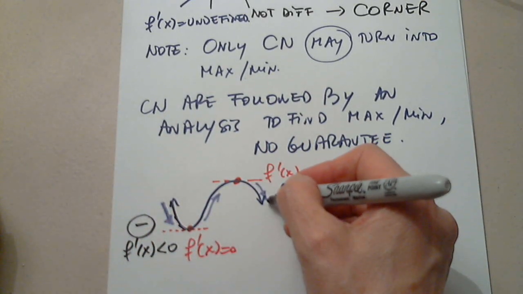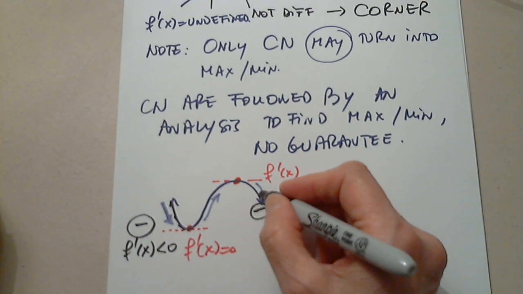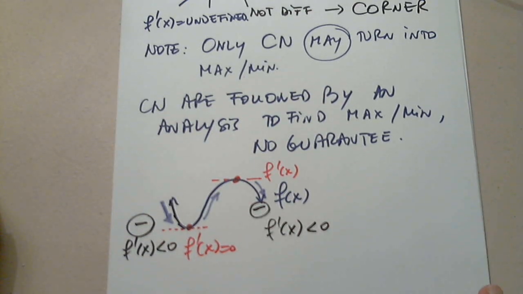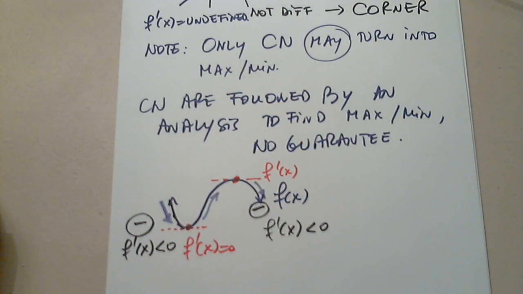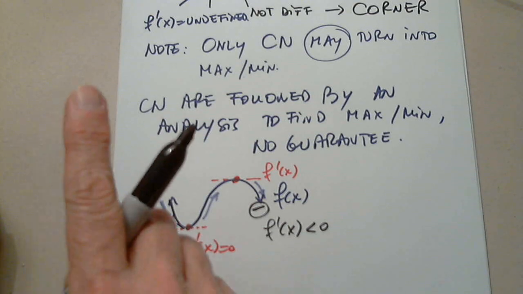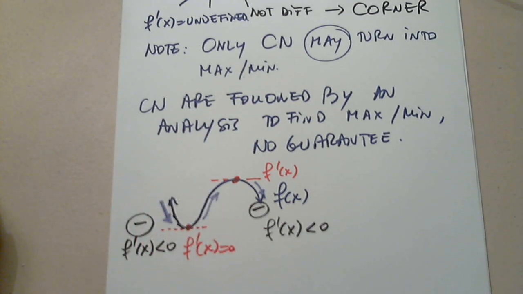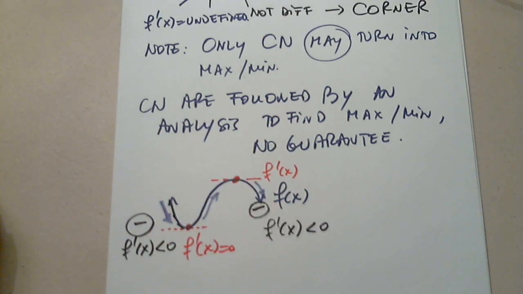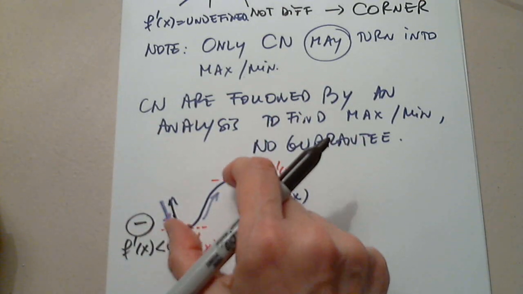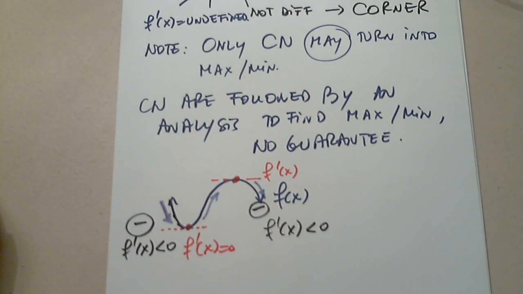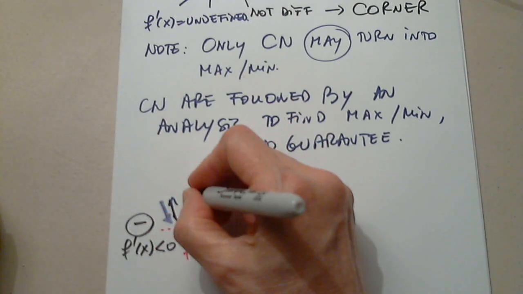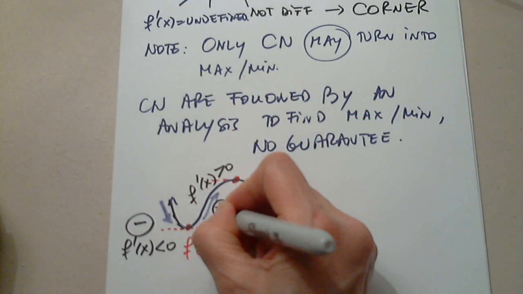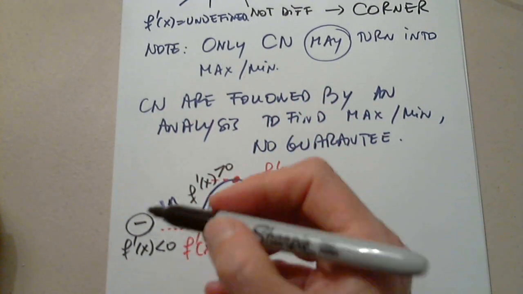Same thing here. All the way, the derivative is negative. When the derivative is negative, the function is decreasing. When the function is decreasing, the derivative is negative. What happens between these two critical numbers? What can you say about the function between these two? It increases. Yes, which means the first derivative is positive. The slope of the tangent line is positive.